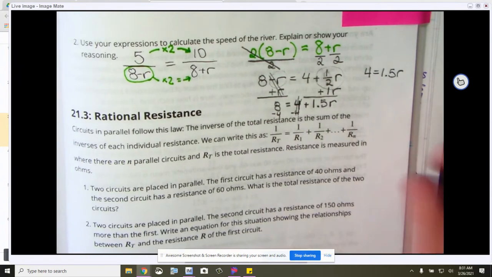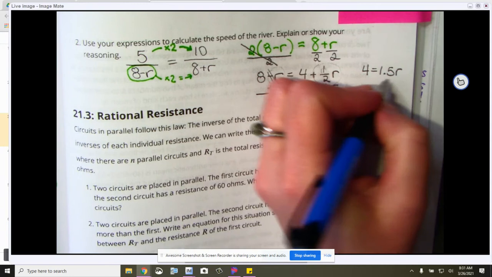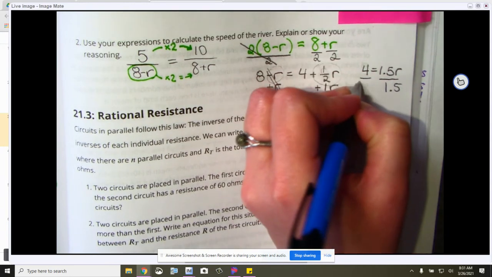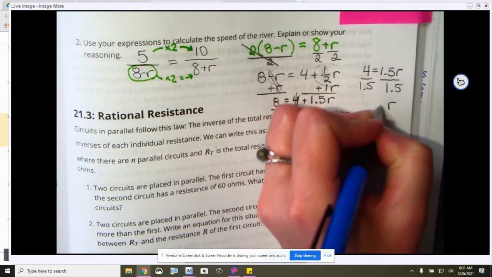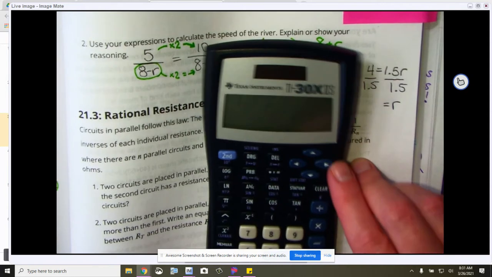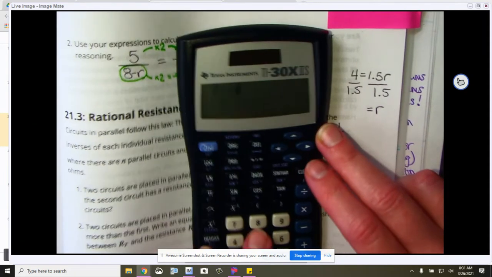And now our very last step of our equation. If they're multiplying, our opposite operation is to divide. We're going to divide both sides by 1.5. And this I would use a calculator for. I could do it if I had lots of time, but I also have this wonderful calculator. Might as well use it.